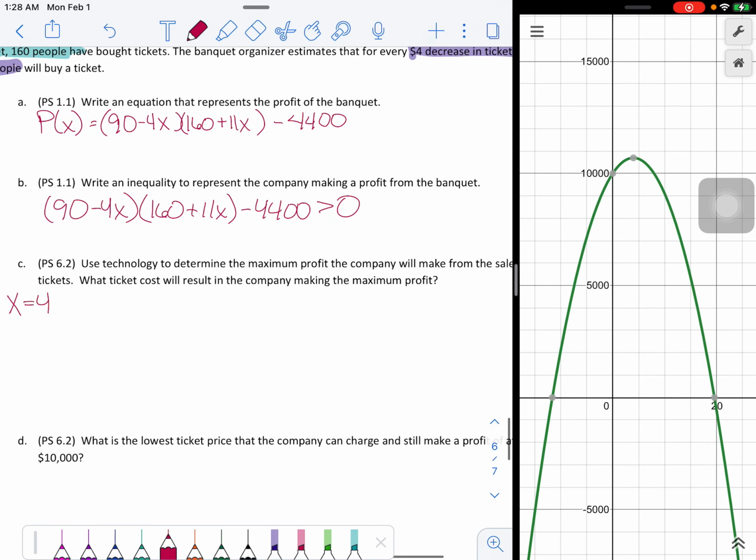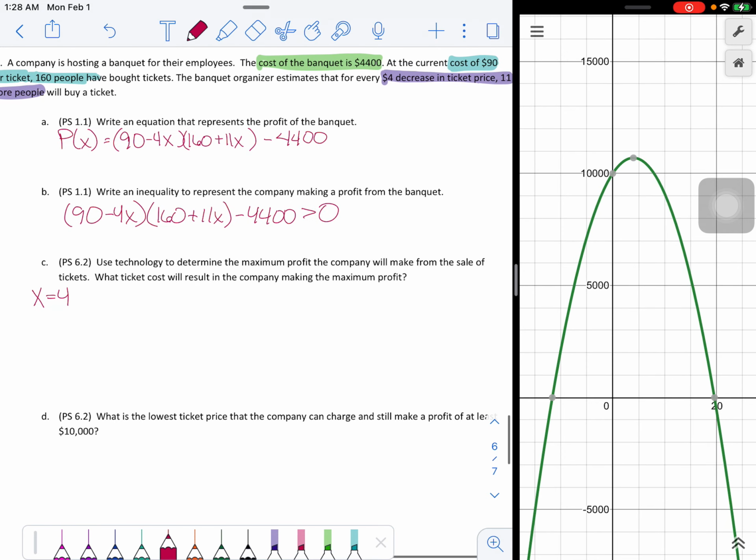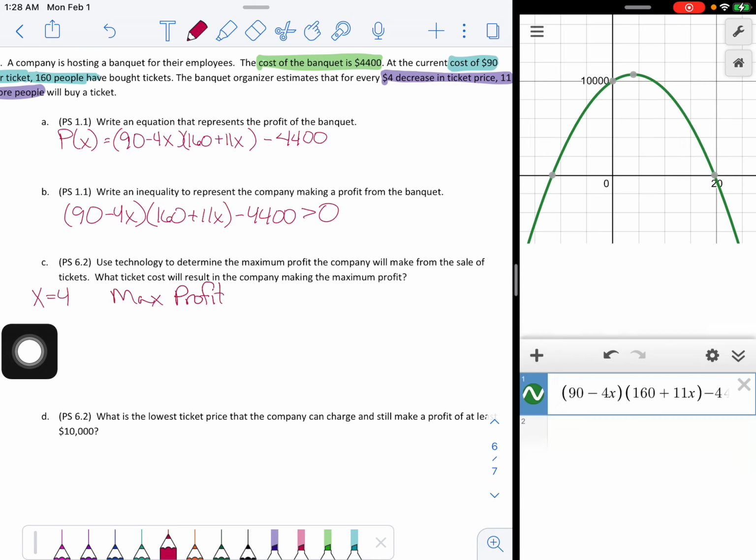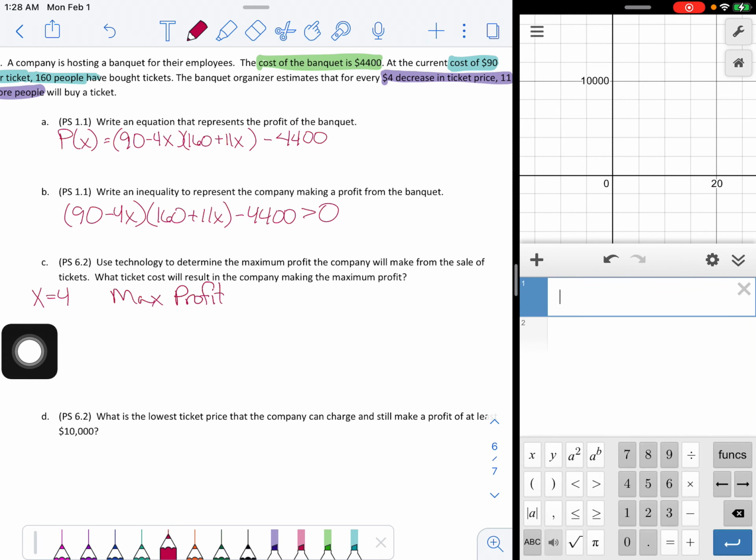Use technology to determine the maximum profit. So we're going to start with that part first. So the maximum profit would be basically we're going to take this equation right here, and everywhere I have an x, I'm going to replace it with a 4. Okay, so in Desmos here, I'm going to pop back up. There we go. This will get me my equation.